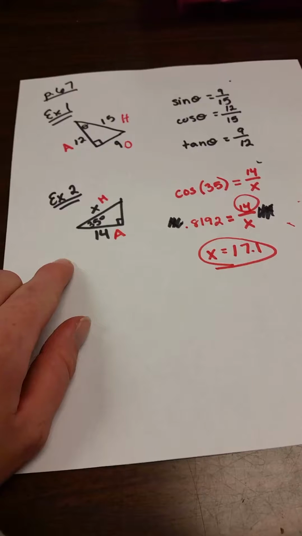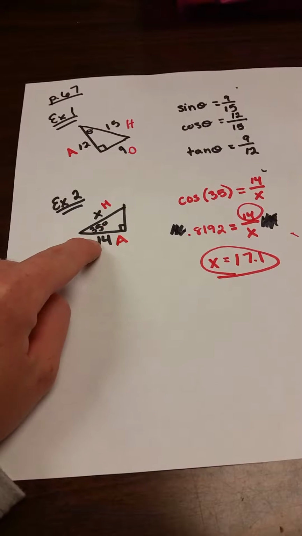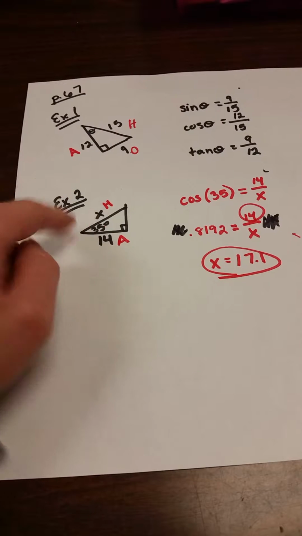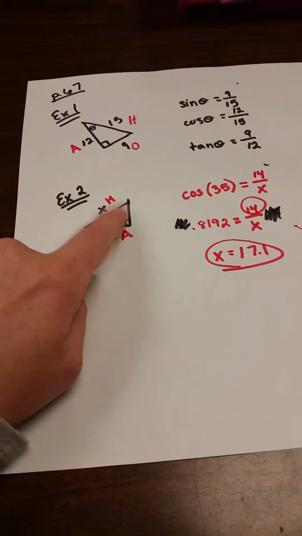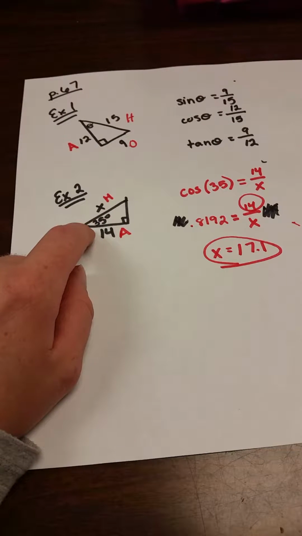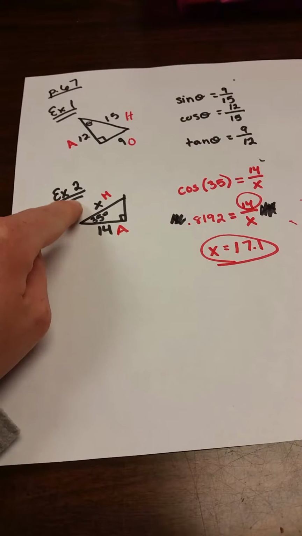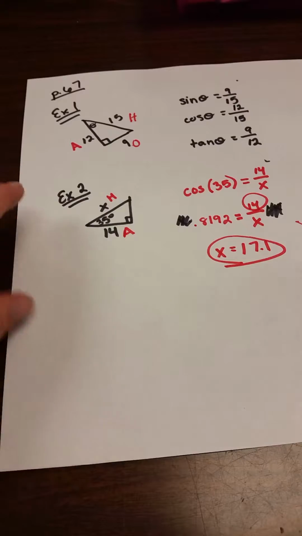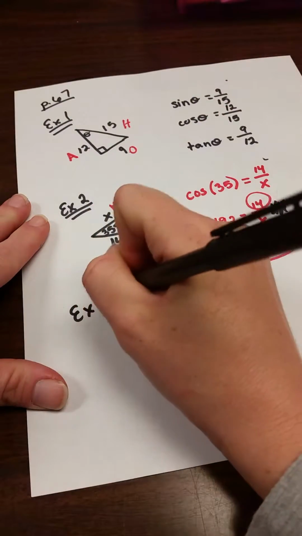So the trig functions allow us, if we know the angle and we know one side, then we're able to figure out what x is, because we couldn't use Pythagorean theorem for this because we don't know this other side. Well, trig functions give us a shortcut that the hypotenuse of this triangle is 17.1. Okay? Now let's do example 3.